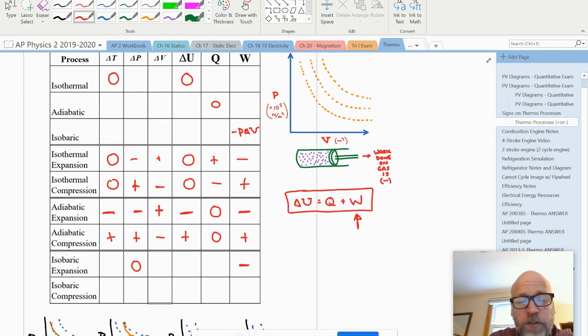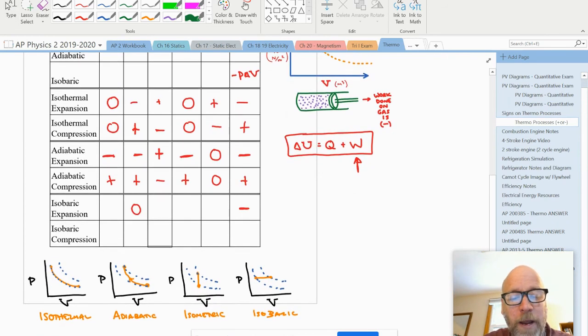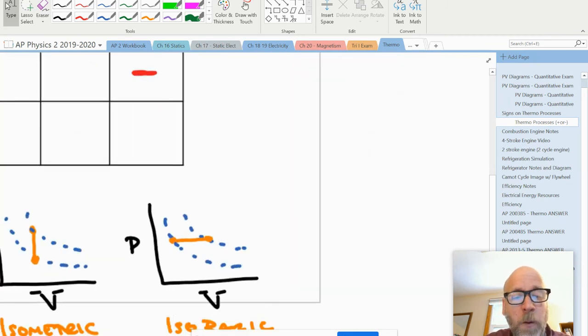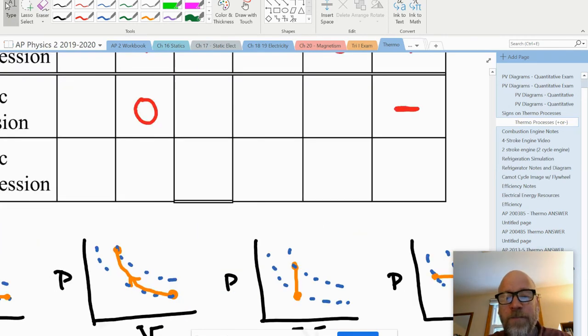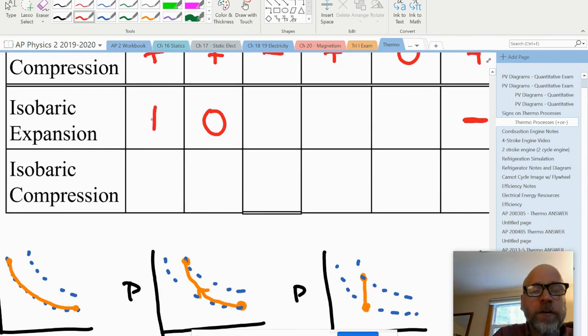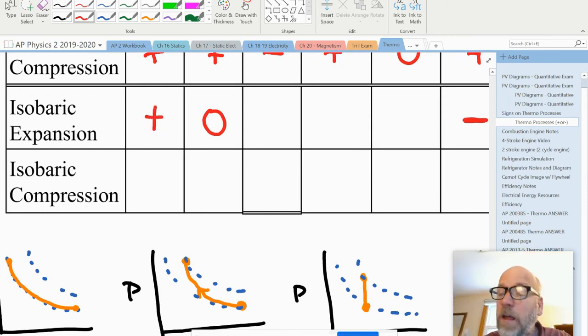Now, let's go down to the graph. This is tricky. If we go to isobaric down here, isobaric expansion, what has to happen to the temperature if it expands at the same pressure but the volume gets bigger? Yeah, if I go from left to right, I'm going to have a positive change in temperature. If I have a positive change in temperature, that means the internal energy of the gas had to increase. Work would be negative because it's expansion.